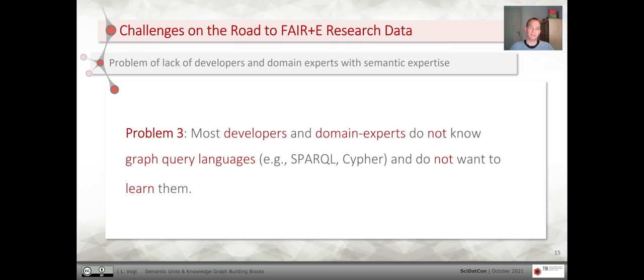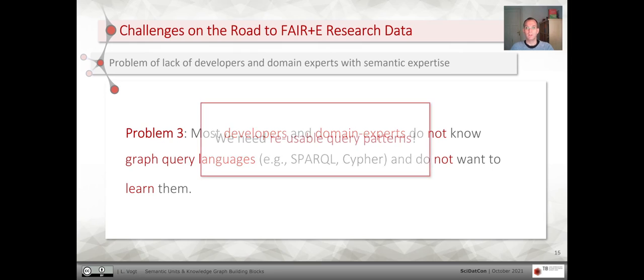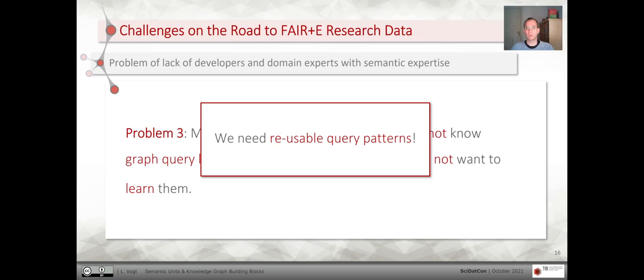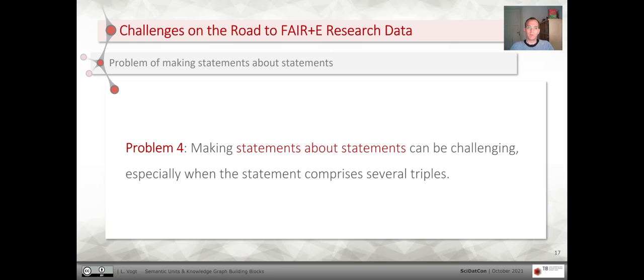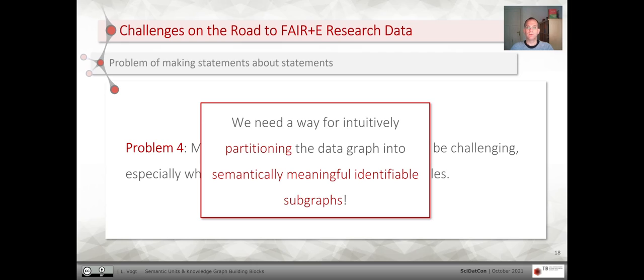Another problem is somewhat related to the other one: most developers and domain experts do not know graph query languages like SPARQL and Cypher, and also do not want to learn them. So what we need in addition is also reusable query patterns. Another problem is that making statements about statements using graph data is challenging, especially when the statement comprises several triples. So we need a way for intuitively partitioning the data graph into semantically meaningful, identifiable subgraphs.